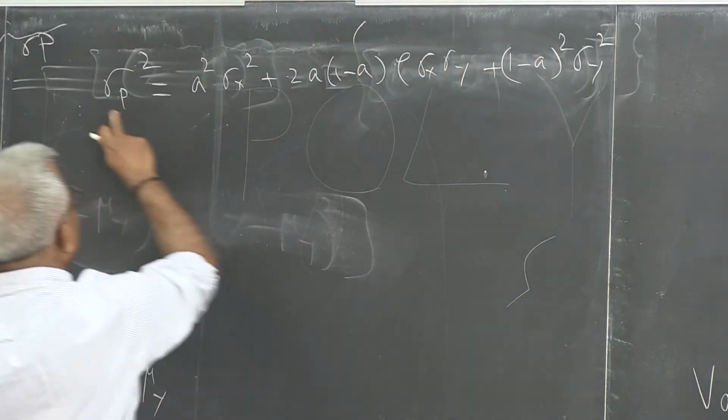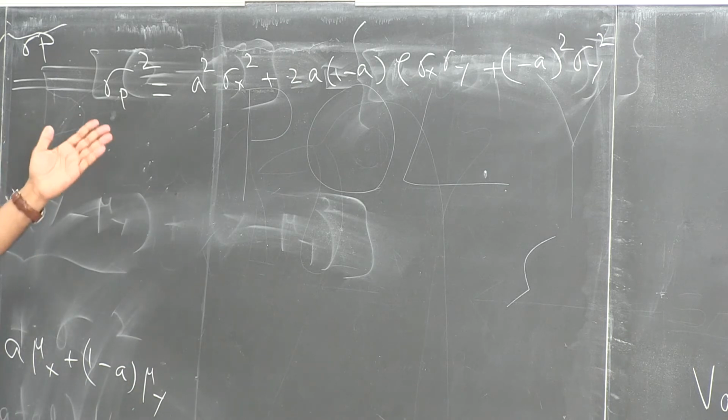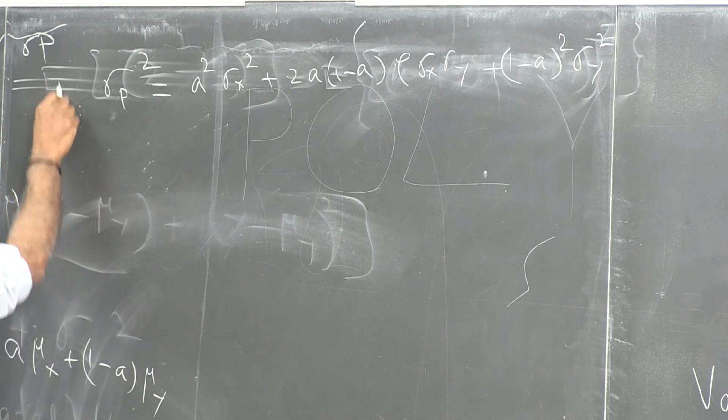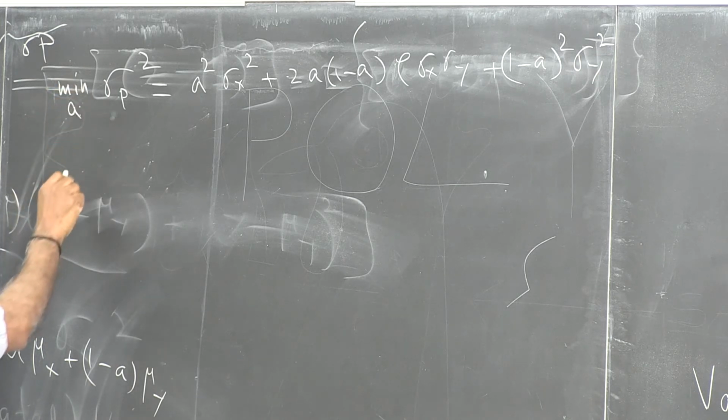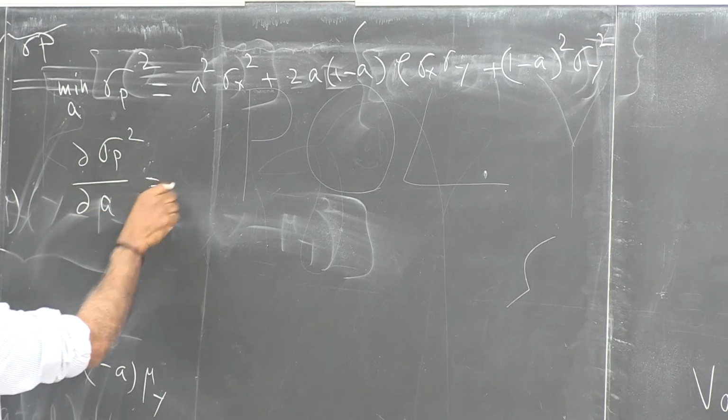Now what? We want to minimize this subject to what? With respect to what? What is the variable in our hand there? So how will you do minimization? I want to minimize this with respect to A. How will you do that? Right, so take the derivative with respect to A. So what do you get?